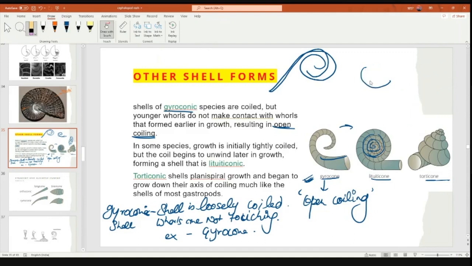And second one is very much interesting. Okay, so let's see what is Lee Tuticone. So Lee Tuticone में basically हो क्या रहा है? You can see in the center, these walls are very much tightly coiled.